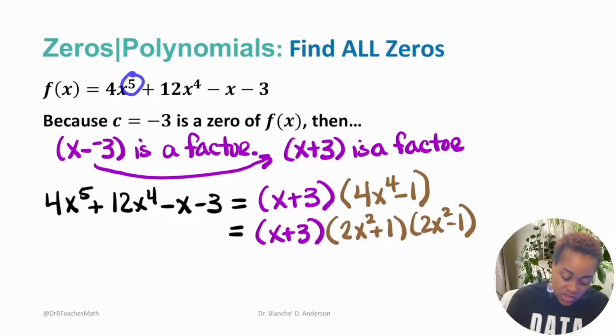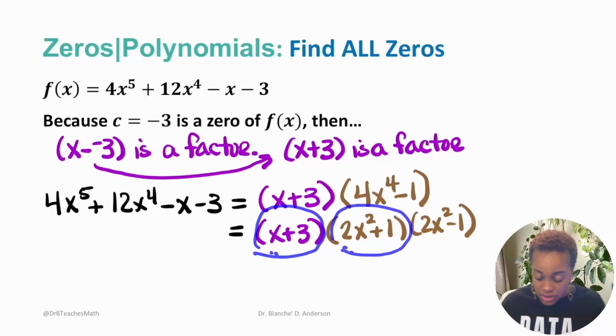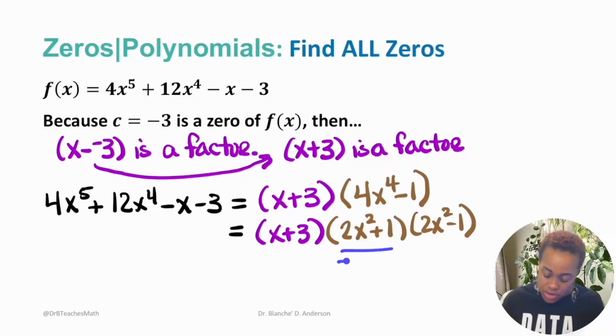Now, this tells us we have 5 zeros. But you're looking at this, you're like, well, this is a factor, right? This is a factor, and this is a factor. We need 2 more. Well, where are the 2 more? Well, I'm pretty sure they're hidden in here.